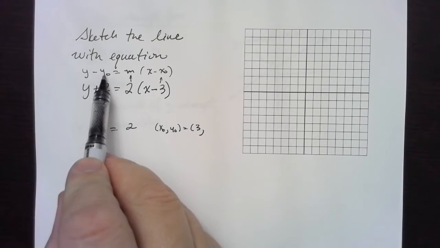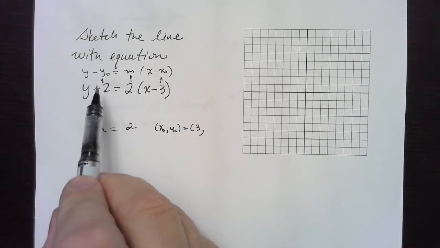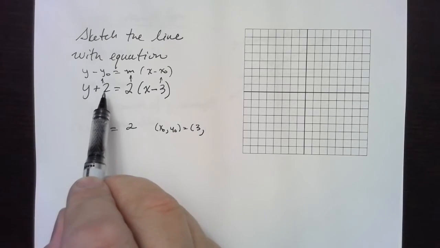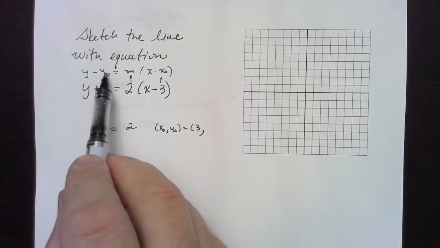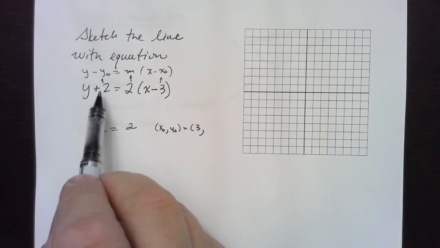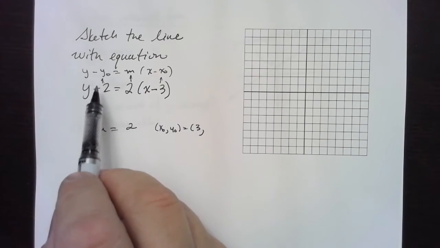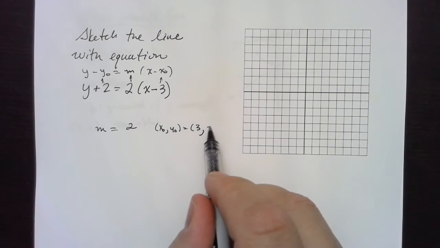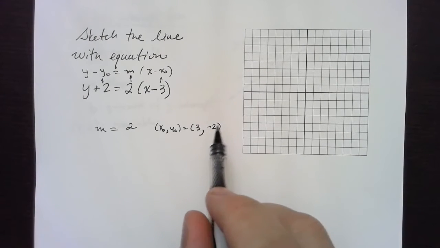But y0, notice in the form, it's y minus y0. In the equation that I'm given, it's y plus 2. So the question is to say, okay, well, what would I plug in here to change this into this? And I would have to have y0 be a negative. So y0 would be minus 2.